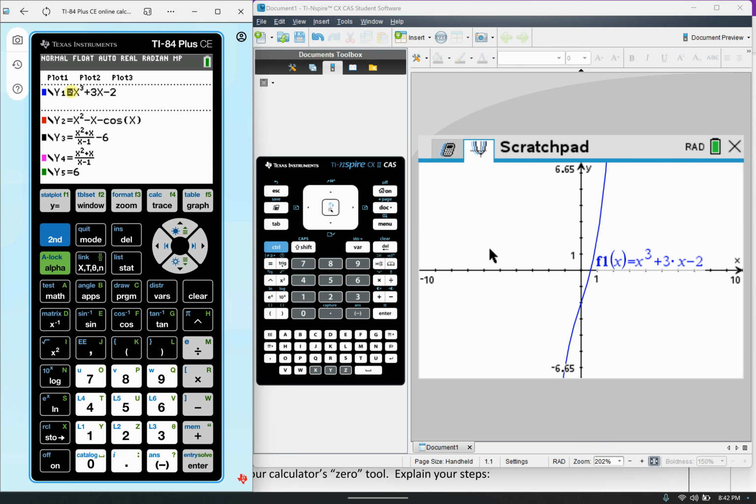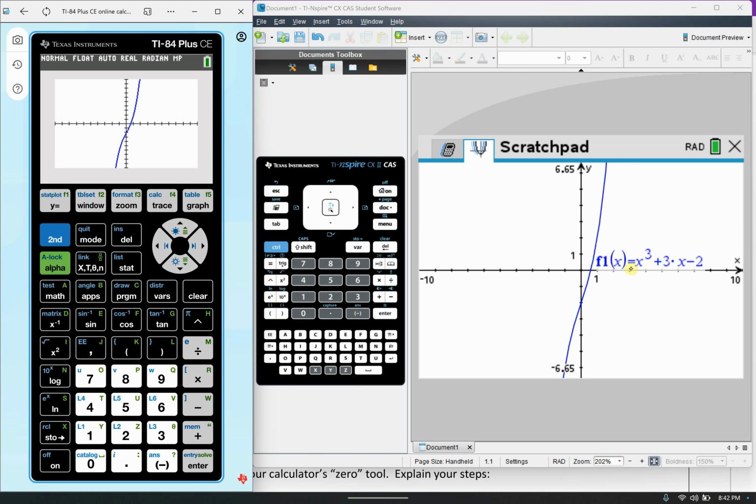I have the equal sign turned on for the top function, so I'm going to go ahead and graph that. If yours doesn't show this way, remember the first thing you should always do when you turn on your graphing calculator is zoom standard, right? Zoom and then 6 on the 84, zoom standard so that it sets the window for you.